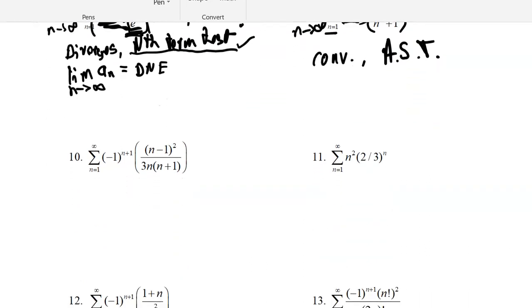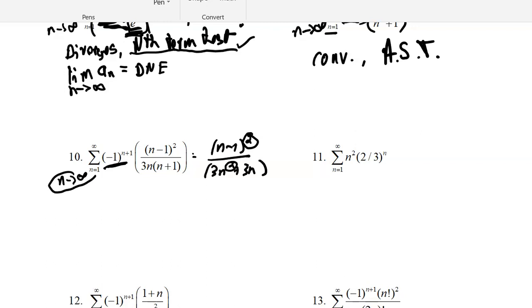All right, 10. Same idea, alternating. If I start throwing in 1, 2, 3, 4, 5, would this make sure we always get positive numbers? And we would. And then we just have to figure out what our limit is as this goes to infinity. So a little mess here. Let's simplify a little bit. You would get n minus 1 squared over 3n squared plus 3n. So what we would notice is we have a degree of 2 on top. The degree in our denominator is 2 on the bottom. So these are the same degree.